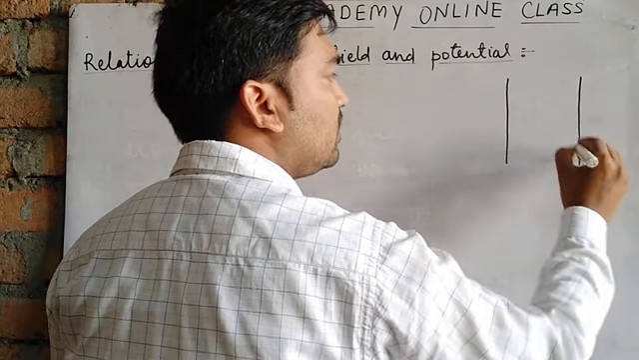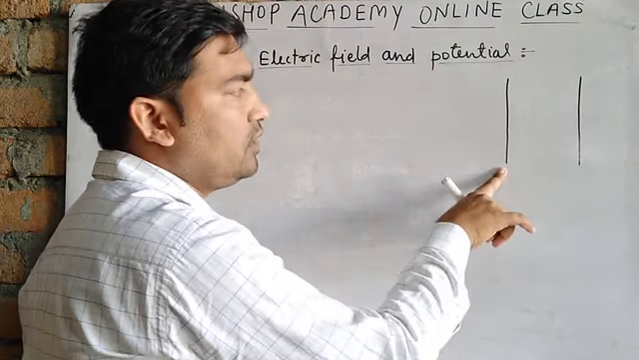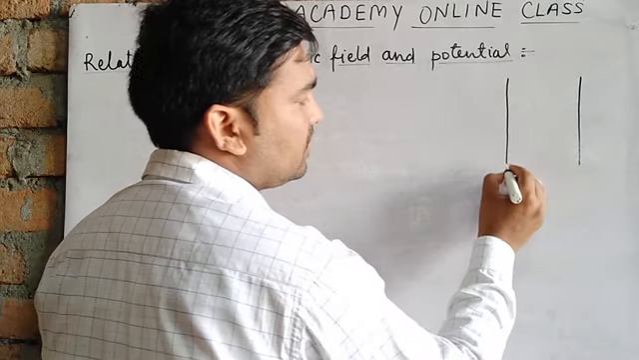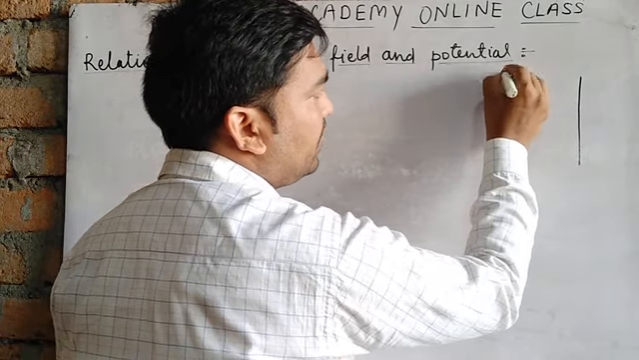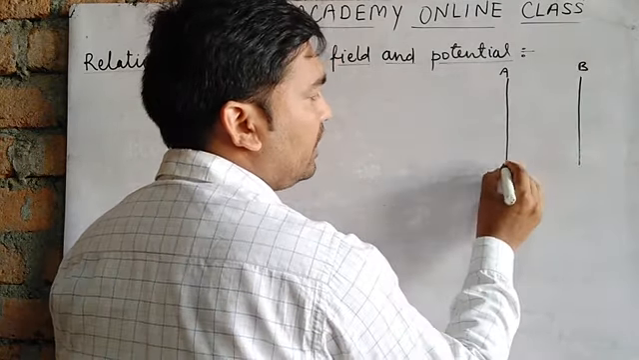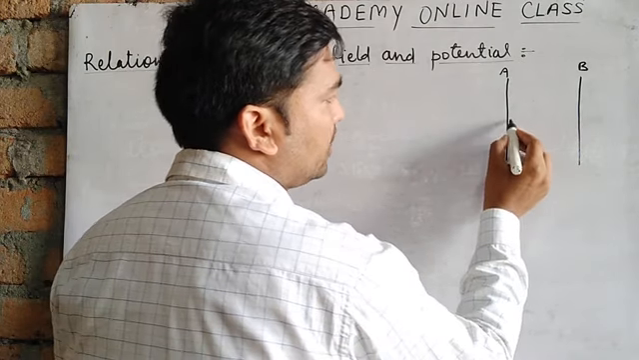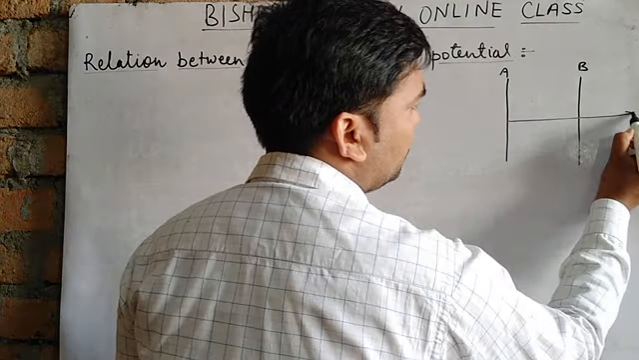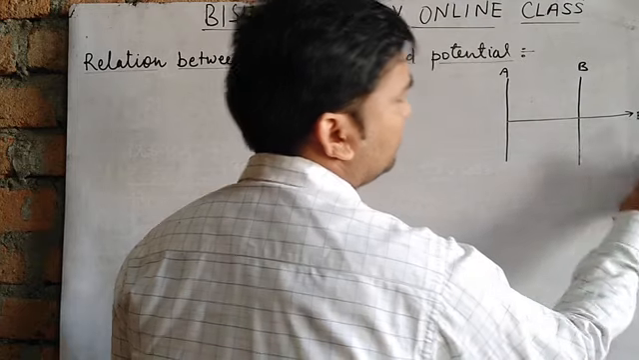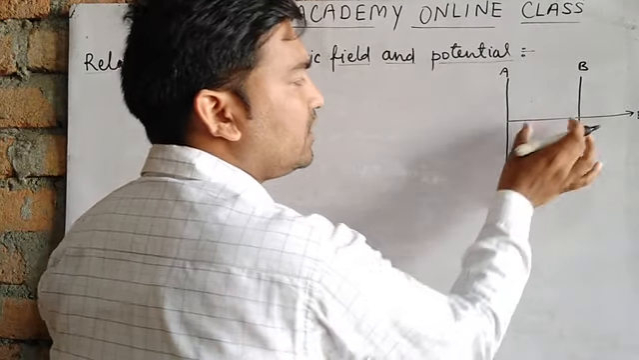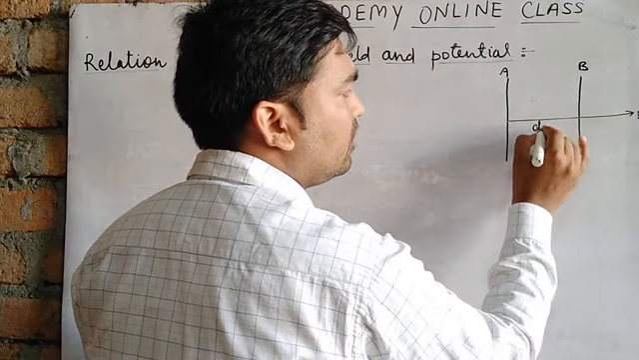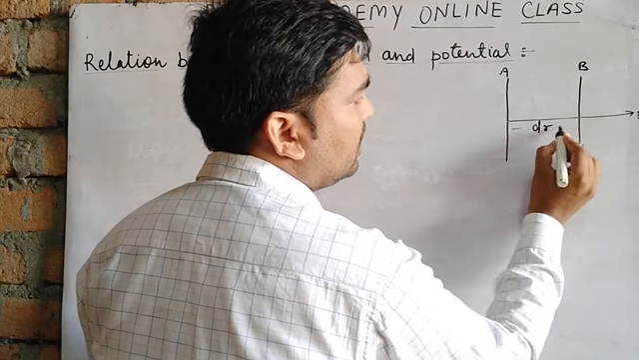Let us consider two electrostatic equipotential surfaces A and B, in which the direction of electric field is toward this direction. It's okay? And the separation between these two equipotential surfaces is dr.